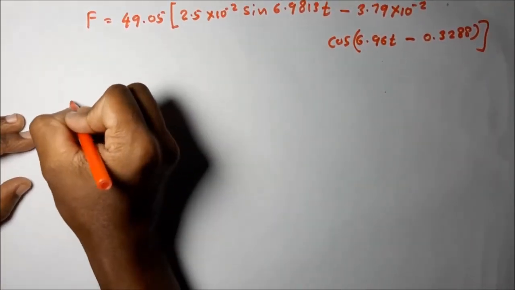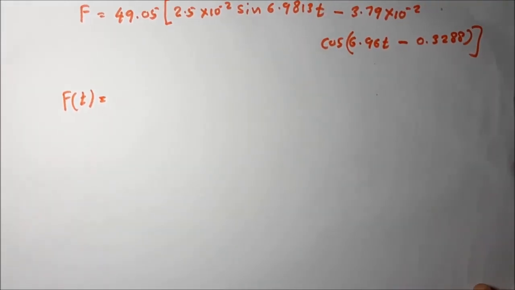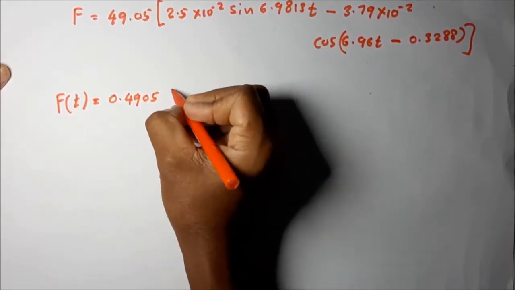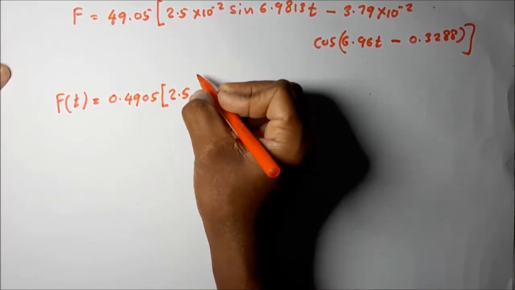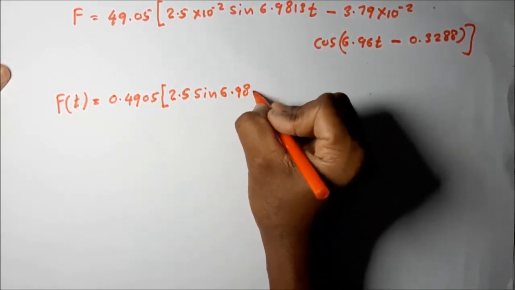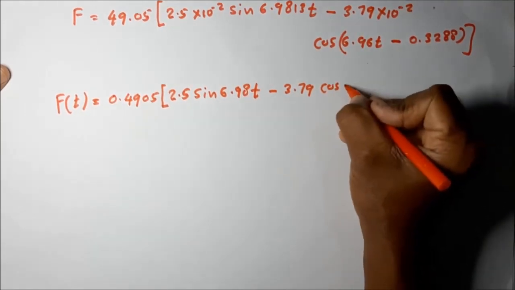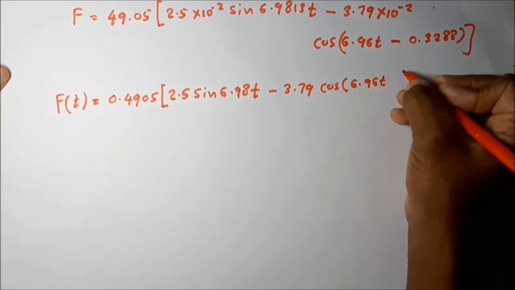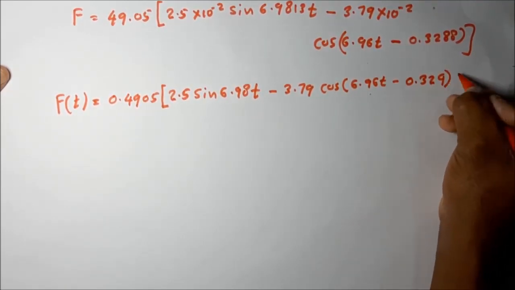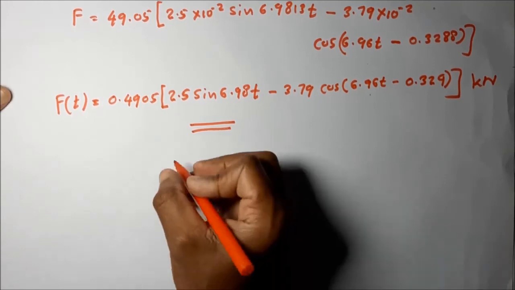So then we can further simplify this equation. t is a function of time, it's not a constant value. It is dependent on time. F is equal to 0.4905 times 2.5 sine 6.98, I will round it to two decimals, 6.98 t minus 3.79 cos of 6.98 t minus 0.329, in kilonewtons. This is the force generated by the spring.